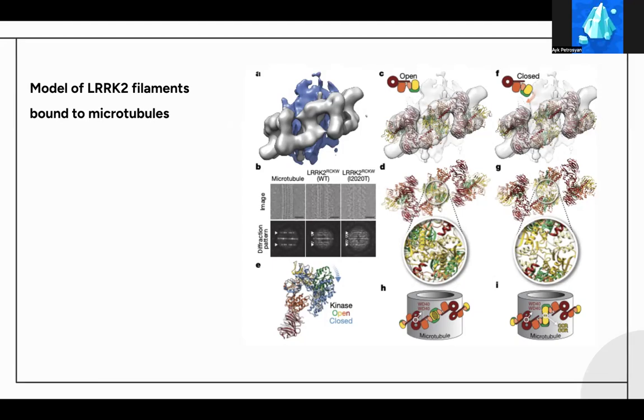Importantly, the microtubule does not seem to make residue-specific contact with LRRK2. Instead, it acts as a scaffold with acidic surfaces that align with basic patches on the LRRK2 filament, thereby enabling electrostatic-driven oligomerization.